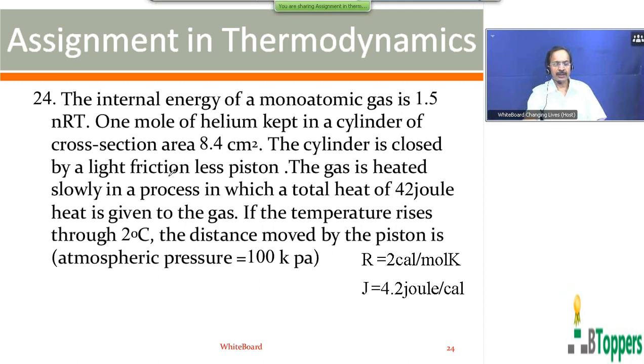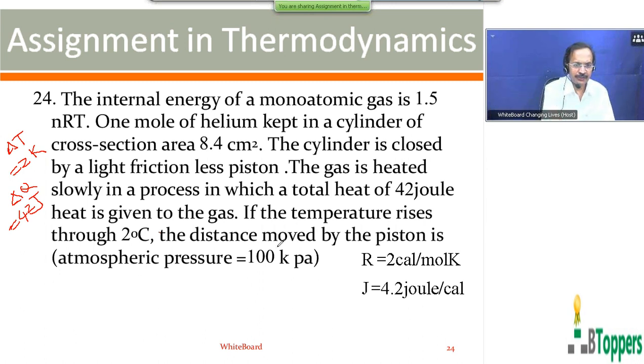The cylinder is closed by a light frictionless piston. The gas is heated slowly in a process in which a total heat of 42 joules is given to the gas. The temperature rises through 2 degree centigrade. The distance moved by the piston is? So you are given the amount of heat delta Q absorbed by the gas as 42 joules. The increase in temperature of the gas on the Kelvin scale is numerically the same as the increase on the centigrade scale. So you can take 2 degree centigrade as 2 Kelvin.